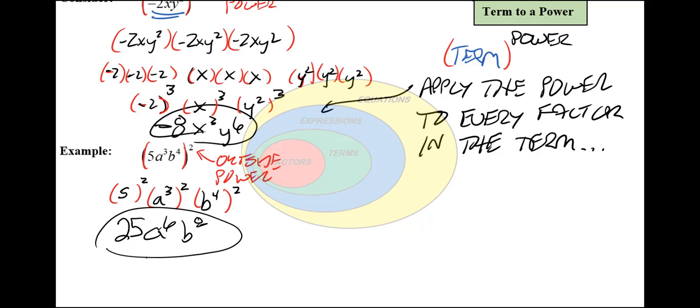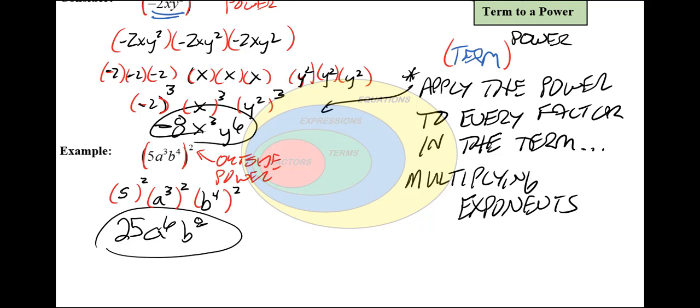So we can combine this. I'm just going back up here. We can apply the power to every factor in the term, and we can also multiply exponents. So this is actually one of the most important properties of exponents that we have, is when we have a term to a power. So this is a big one. We have a term to a power. We're going to apply the power to every factor in the term, multiplying exponents.